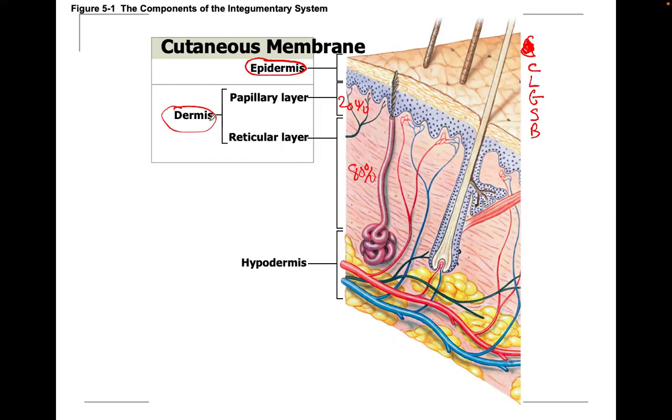And then deep to the dermis, we have the 3rd layer, which is the hypodermis. So the 3 main layers of skin are the epidermis, dermis, and hypodermis, sometimes called the sub-Q or the subcutaneous, right? This is where a lot of injections are given, into the hypodermis, because you have your blood vessels down here.